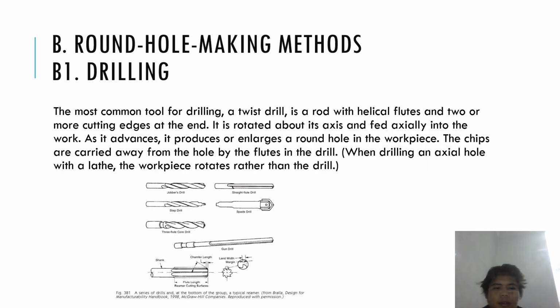Now we're going to talk about round hole making methods. The first one is drilling, of course. It's the most common tool for drilling. A twist drill is a rod with helical flutes and 2 or more cutting edges. At the end, it's rotated on its axis and fed axially into the work. As it advances, it produces or enlarges a round hole in the workpiece. The chips are carried away from the hole by the flutes in the drill. So this is the drill size.